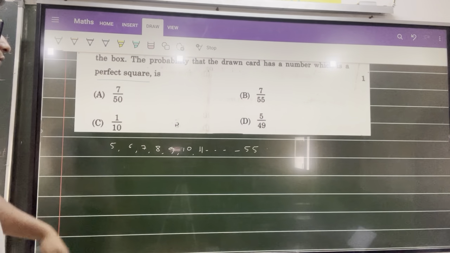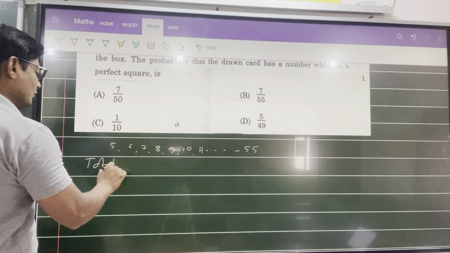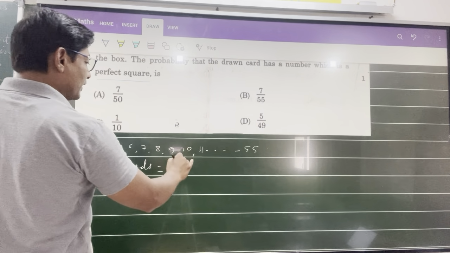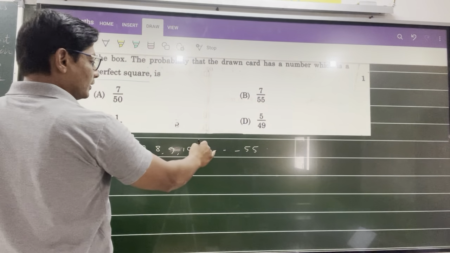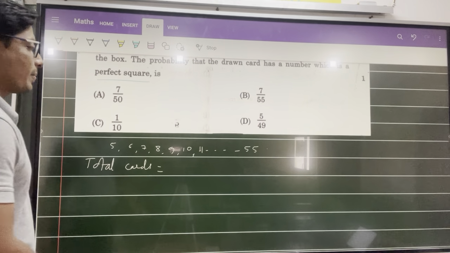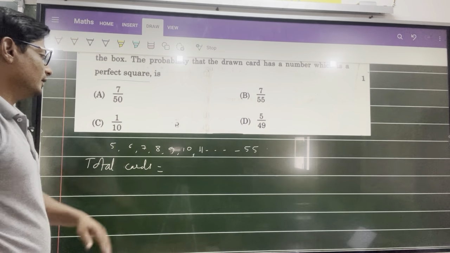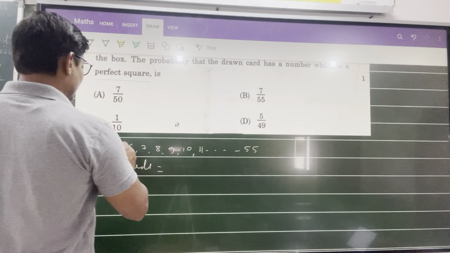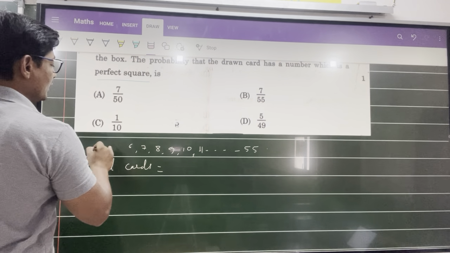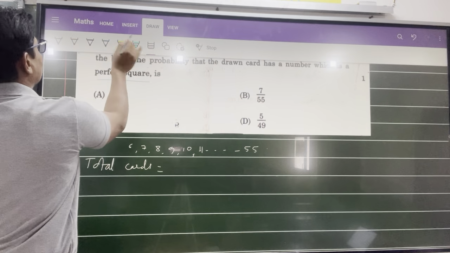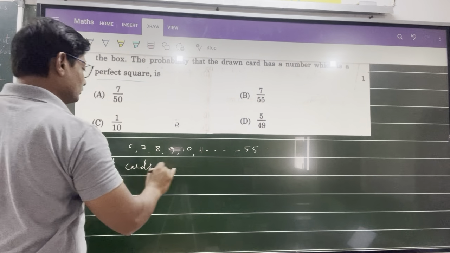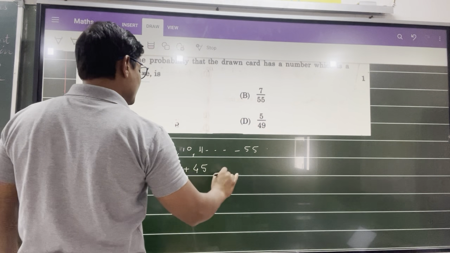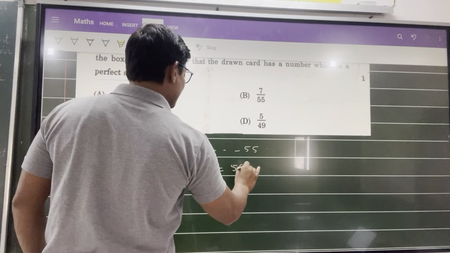Okay, so if you count how many total cards are there, so here 6 up to 10 it is 5 cards, and then remaining 11 to 55 is nothing but 45. So together we have in total 50 cards. Okay, so I have written 5 also, sorry, it is 6 onwards. So these 5 and remaining 11 to 55, it is going to be 45 cards. So therefore in total we have 50 cards.